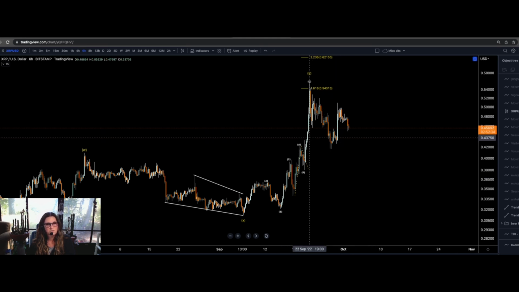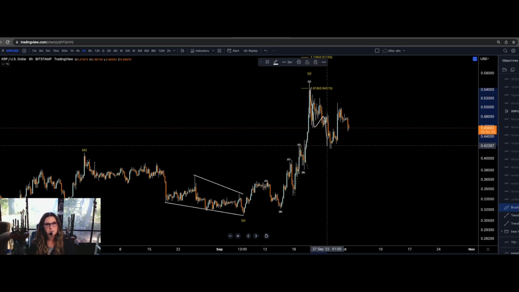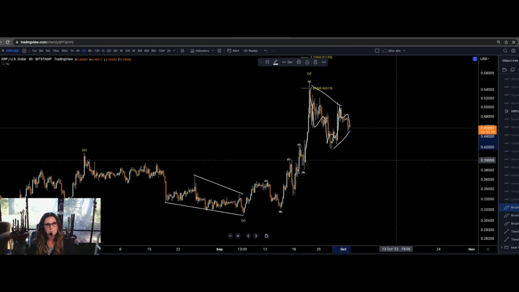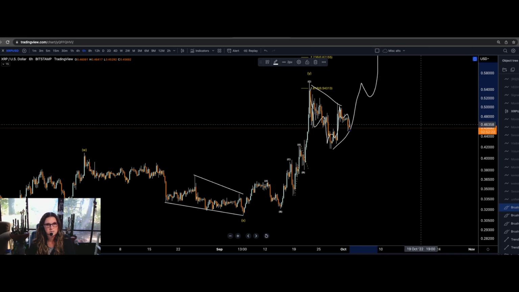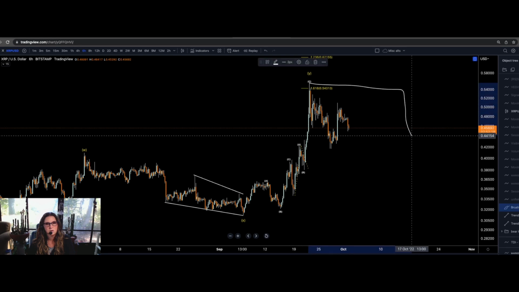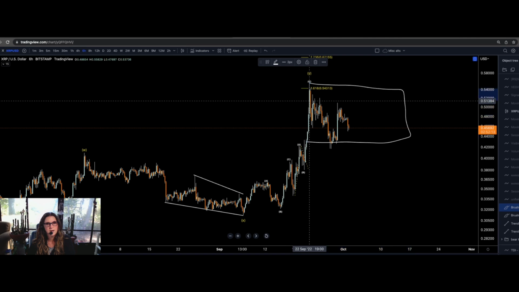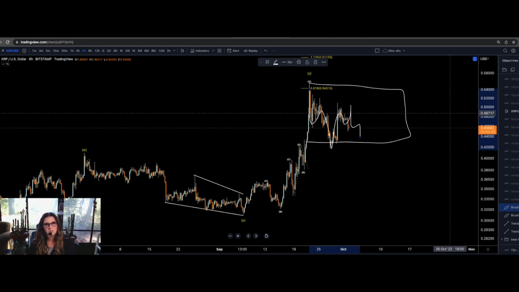But this move here is so far looking very corrective as a 3, 3, 3, creating a connector here, which means that it potentially wants to rally in another zigzag. It can definitely create a bigger connector. How would it do that? By making 3, 3, 3, and then connecting another correction to it.